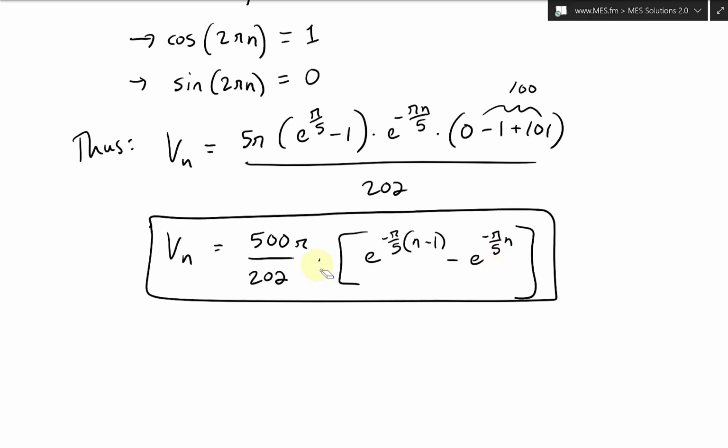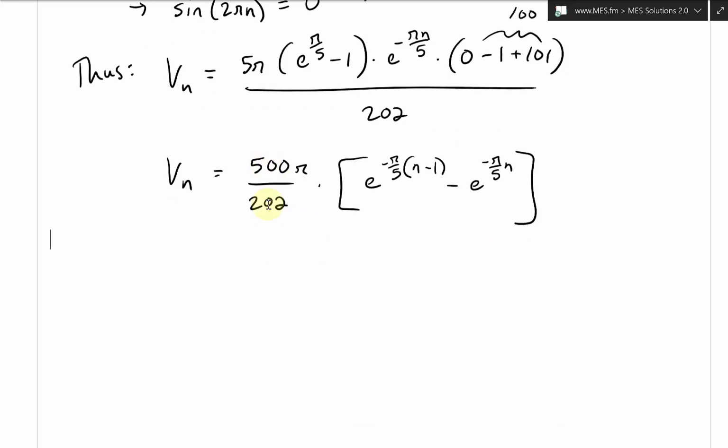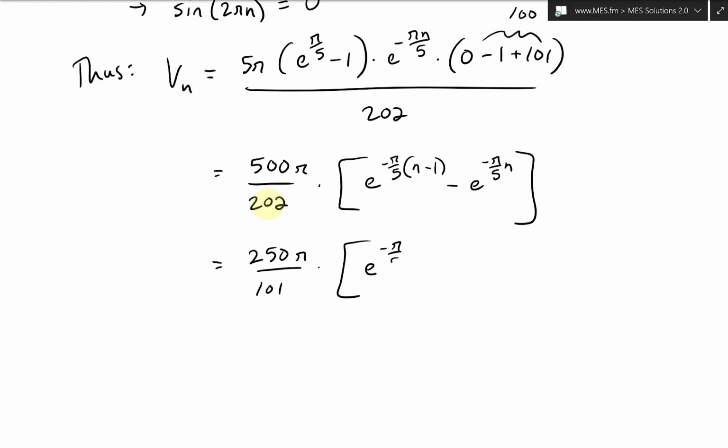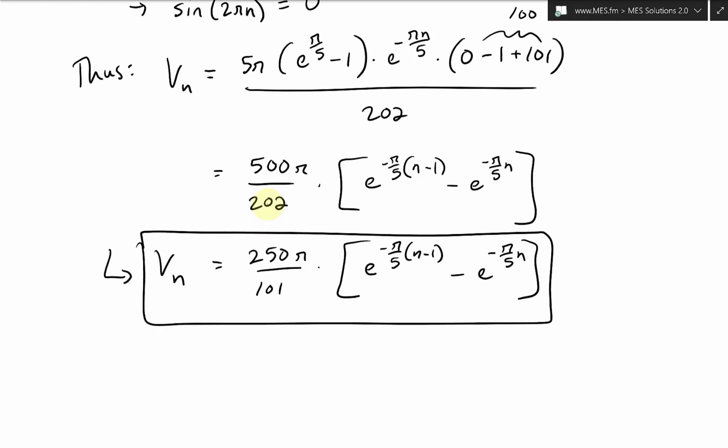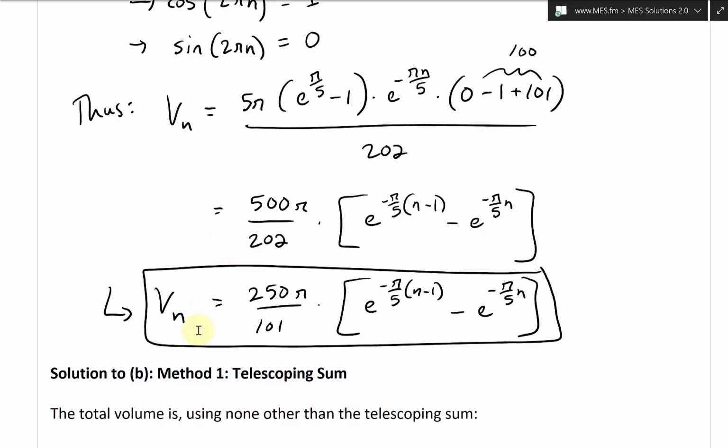So 500, actually, we could simplify it even further. This 500 divided by 202, divided by 2 on each side. This becomes 250, so I'll remove this. This becomes 250 pi over 101 times e to the negative pi over 5 minus 1, minus e to the negative pi over 5 n, and Vn, like that. Let's put Vn here. Vn equals this, like that. Alright, so we got the solution to part A.